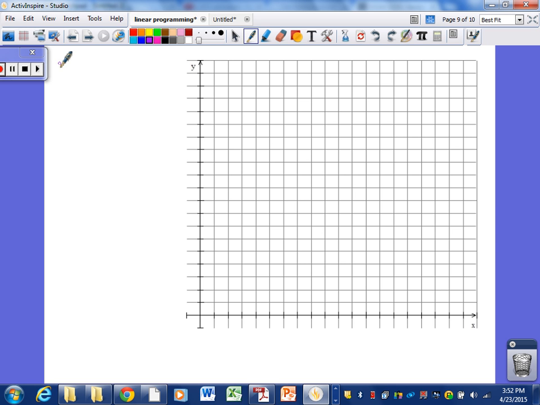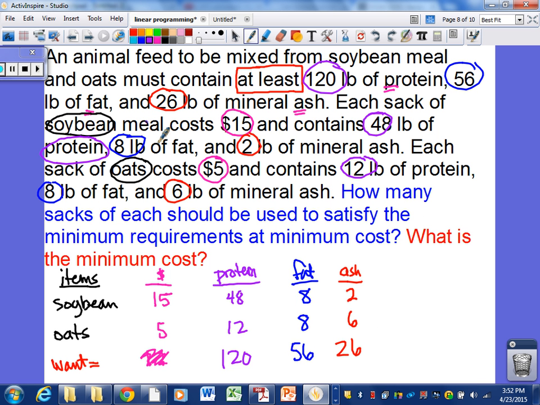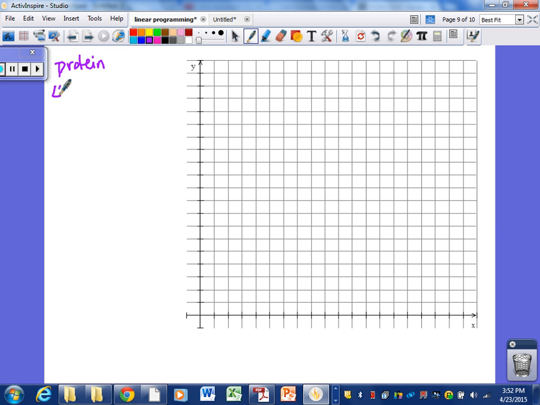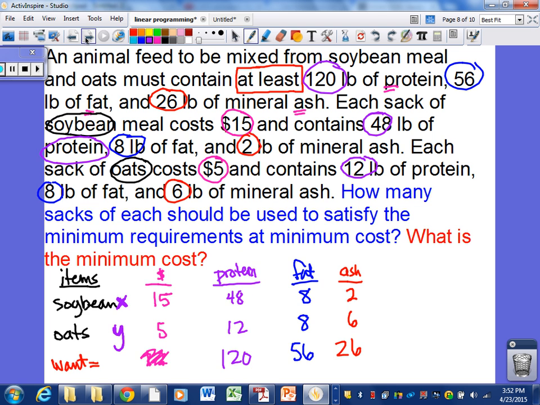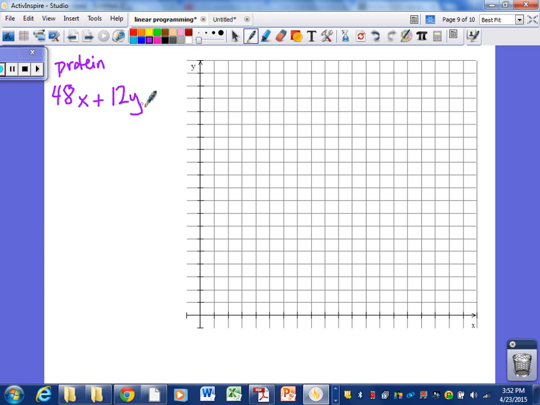Okay, protein. So we had 48 soybeans, which we'll call X, and oats we'll call Y. So 48 proteins plus 12 oats has got to be bigger than 120. 48x plus 12y has to be bigger than or equal to 120. Okay, at least means this stuff has to be at least 120. Larger, preferably, but smallest it could possibly be is 120.